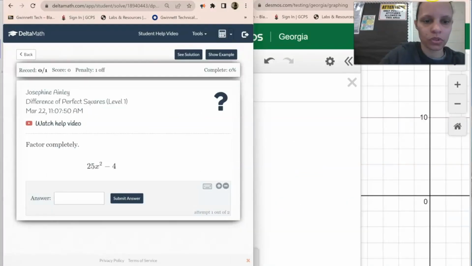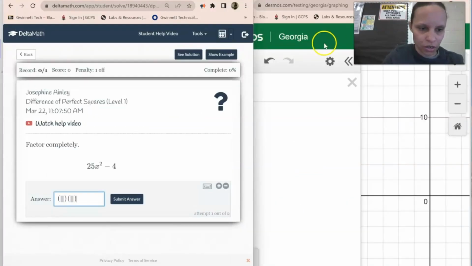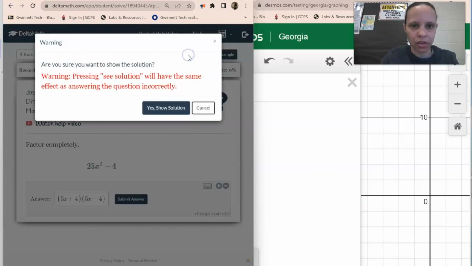Okay. So we'll do another question just to make sure that you understand it. So this is going to be 5x plus 4, 5x minus 4. Okay, but I'll get this wrong so that it'll give me another question.